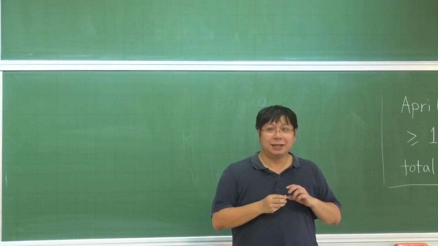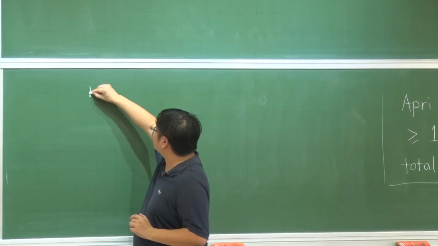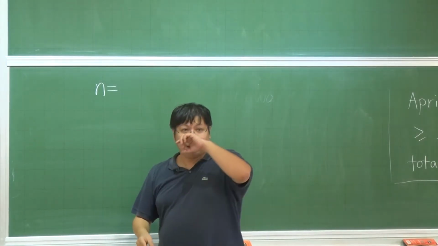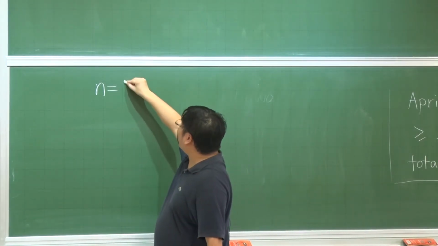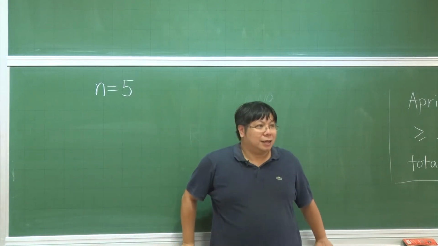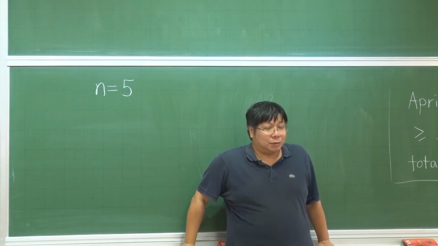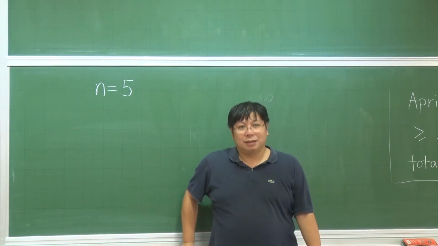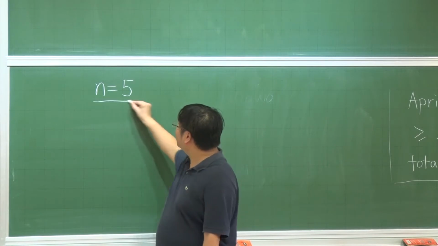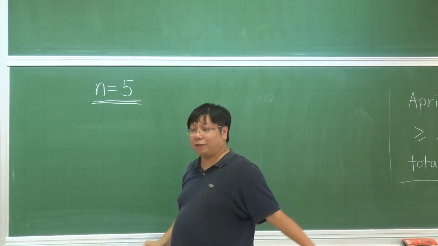Let's say n is equal to 5, whatever. Let's say we write down any 5 integers, whatever.